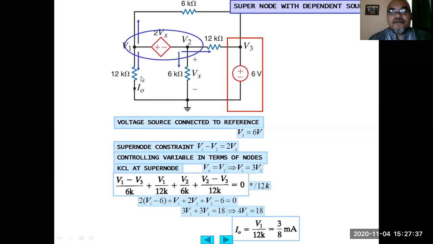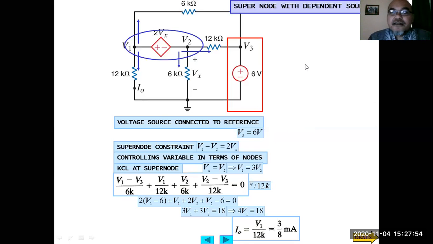Then Io, the question is what is Io? So it will be V1 divided by 12K, 4.5 or 9 over 2 divided by 12, which equals 3 over 8 milliampere. Okay, so that is the theory.